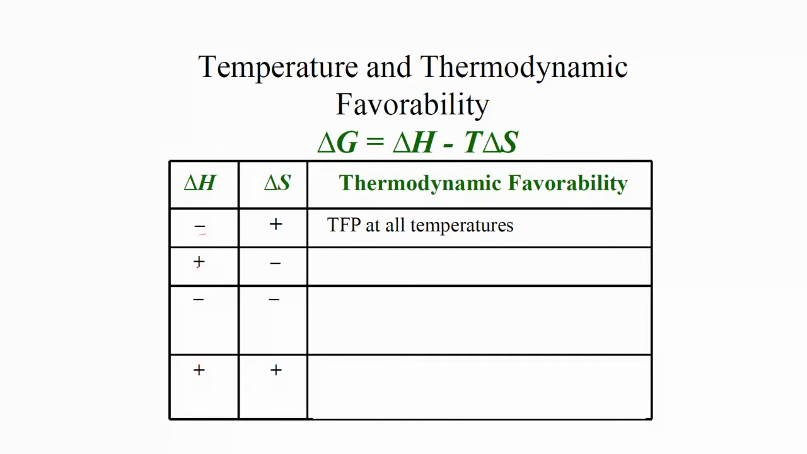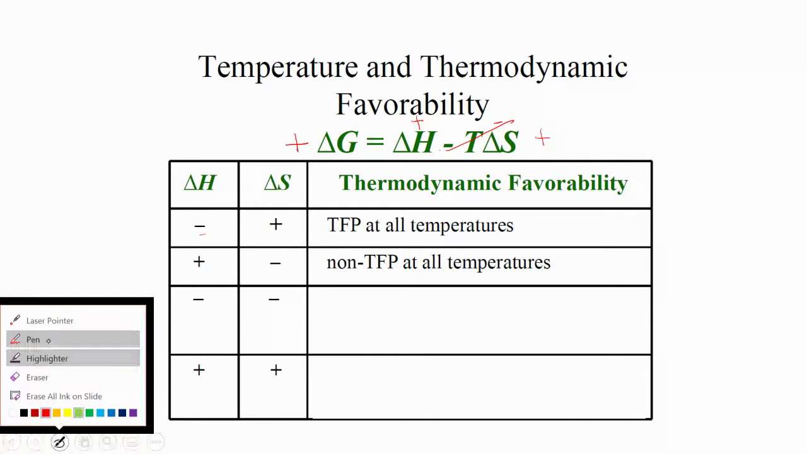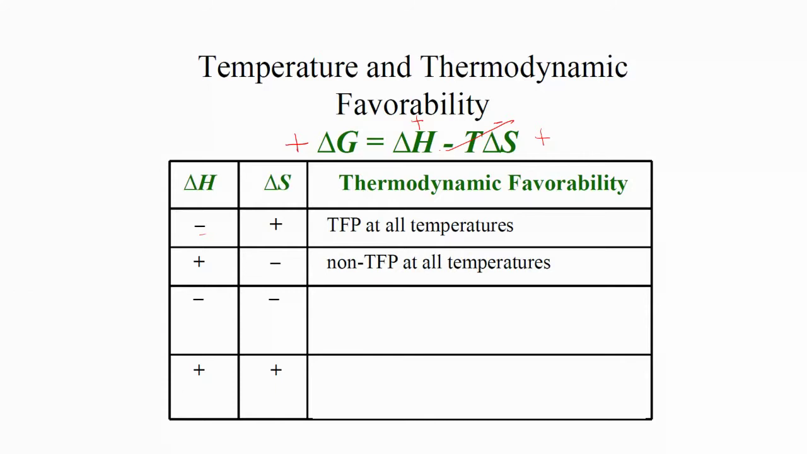Okay. If delta H is positive and delta S is negative, then negative T times a negative overall is positive. A positive plus a positive gives me a positive delta G. So I am not thermodynamically favorable at any temperature. In this case, that system would need something to get it going, because it's not going to happen on its own.